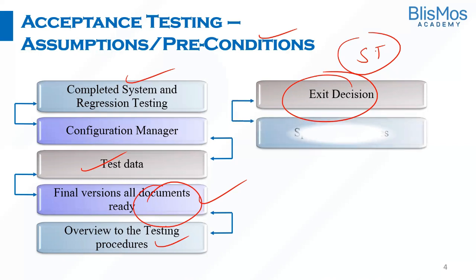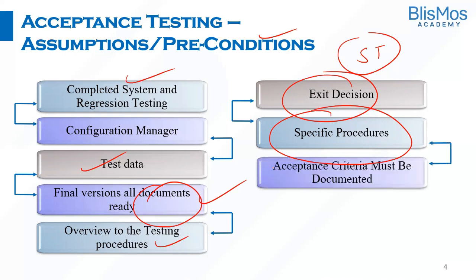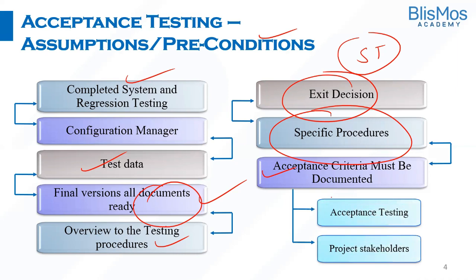Then we'll ensure that the procedures required are in place. One among them would be for installation, which is also laid out. And then acceptance criteria also must be documented. After all these preconditions are met, then we'll proceed with the user acceptance testing by roping in the right project stakeholders.